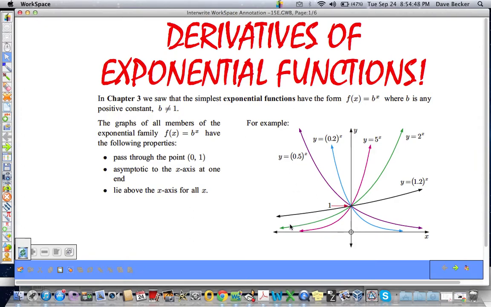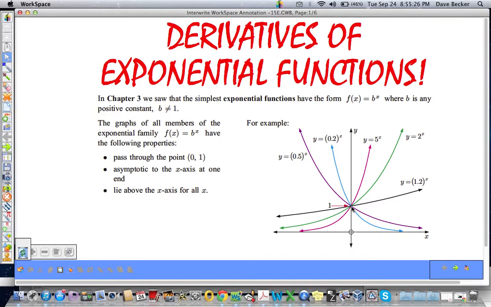Maybe the most basic one is 2 to the x, this green function. Remember, all exponential functions have this basic shape. As the base gets larger, the graph becomes steeper and goes to 0 more quickly. As the base becomes lesser, then it becomes less steep. And then when you get between 0 and 1, then we flip over the y-axis and the shapes go like this. So just really a quick review there.